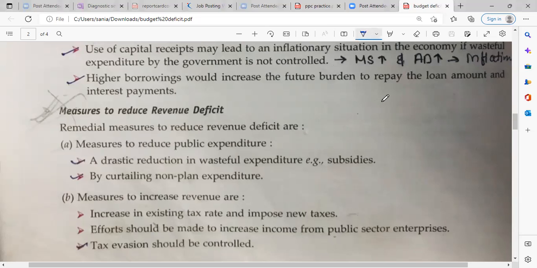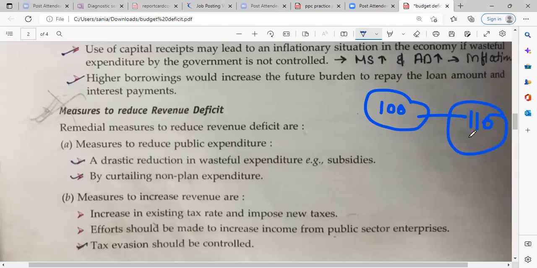So basically, what was revenue deficit? For example, you were getting 100 rupees, right? And your revenue was 100 rupees, but you somehow spent 110 rupees. So this was some extra which you wasted. Okay. So now you are a government. So now you want money.